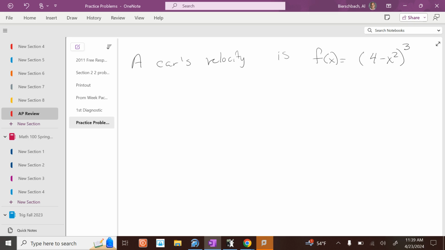A car's velocity is 4 minus t squared, to the third power. Okay? A. What is its acceleration at any time? Let's go t here. Four minus t squared, cubed.